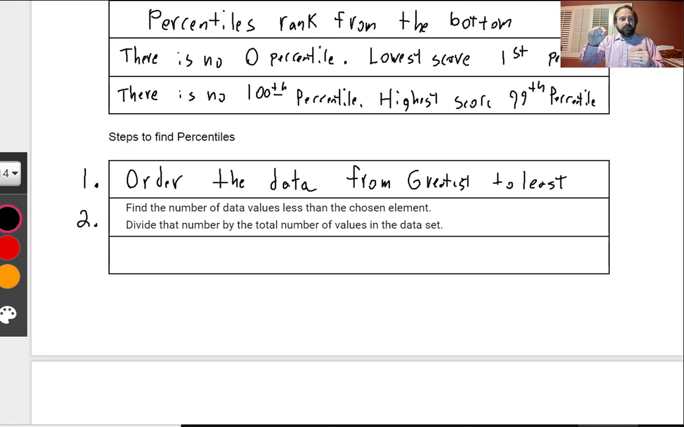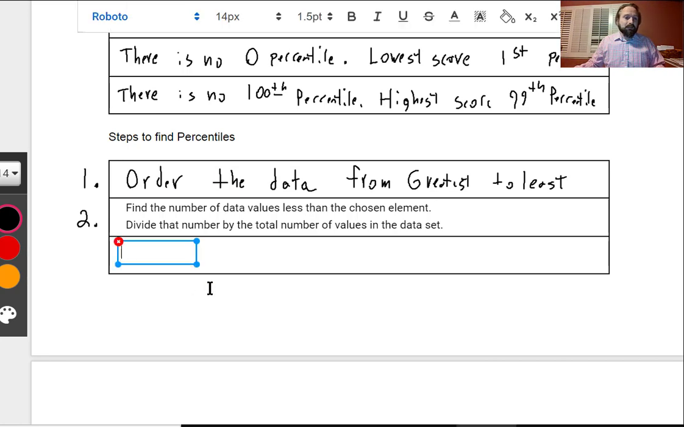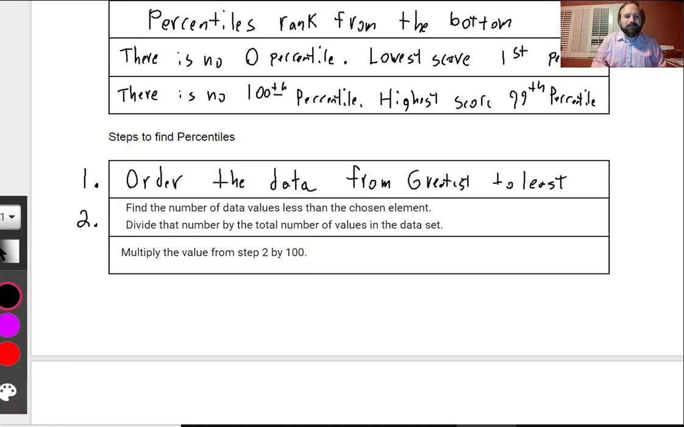So if there's 4 underneath it and it's out of 10, you take 4 divided by 10, and you'll be at 0.4, but then you're going to have to multiply by 100, which is the third step. You're going to multiply the value from step 2 by 100. Basically, you're changing it from a decimal into like 40%, like percentile, percent. You're making it so that it's easier for you to understand that it's a percent.